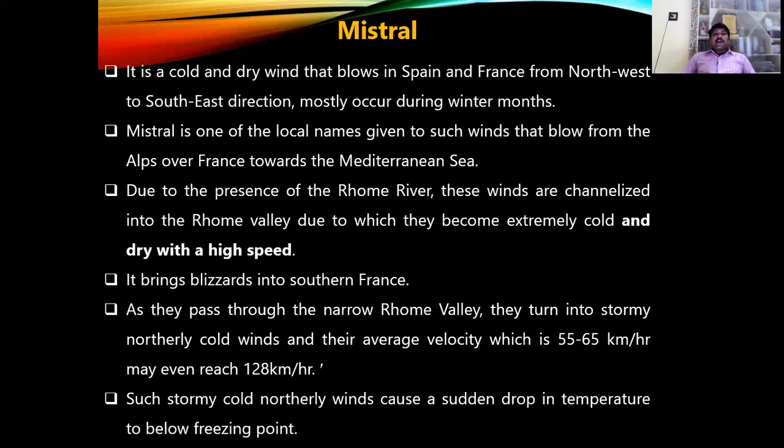As they pass through the narrow Rhone Valley, they turn into stormy northerly cold winds, and their average velocity ranges between 55 and 65 kilometers per hour and may even reach 128 kilometers per hour sometimes. Such stormy cold northerly winds cause a sudden drop in temperature to below freezing point.